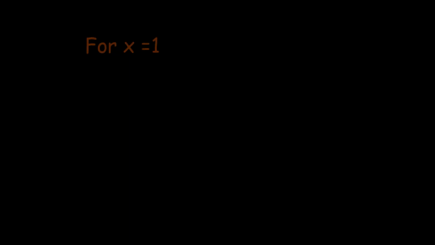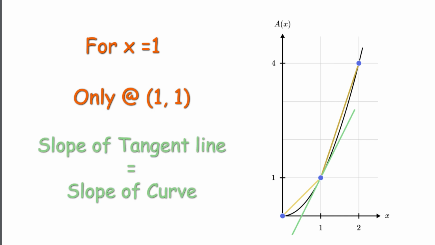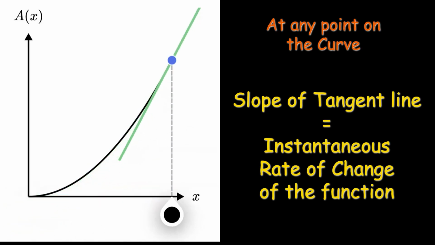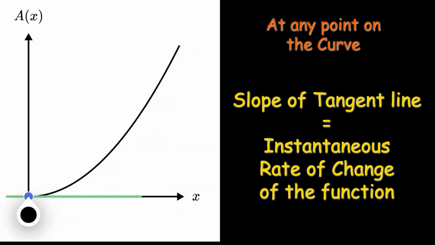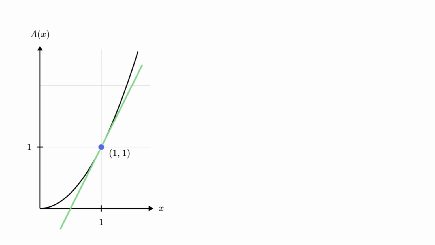To represent when x equals 1, we draw a line which touches the curve only at the point (1, 1) and has the exact slope of the curve at that point. This green line is called a tangent line. The slope of this tangent line is equal to the instantaneous rate of change of the function represented by the curve at that point. To find the instantaneous rate of change at x equals 1, we need to find the slope of the tangent line at that point.